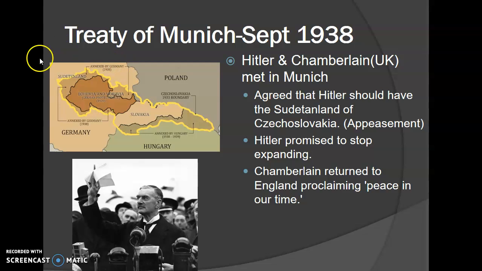Basically, it is a region that has strong German ties and connections. You can find pockets even today that still speak German. And he basically says, again, just like Austria, I should be able to put these people together. Now, this time the world is going, let's hold on here for a second.